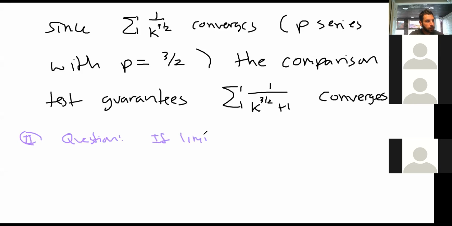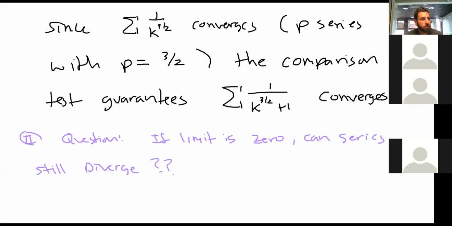So here was the question. If the limit is 0, can the series still diverge? I think you used that word. Yeah. And the answer is yes. But let's be very careful. When you say limit, what limit are you referring to? If you're referring to the limit of the terms, then that's the divergence test. So the answer is yes.